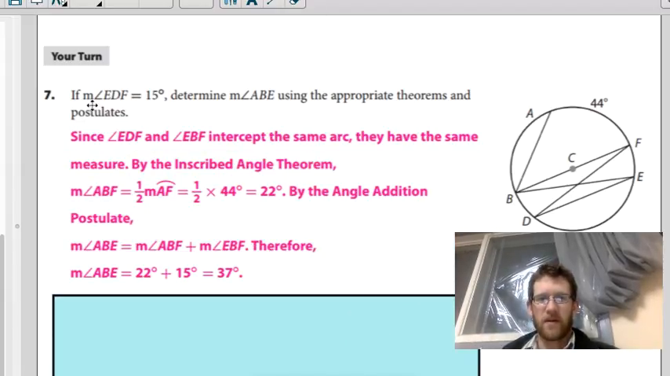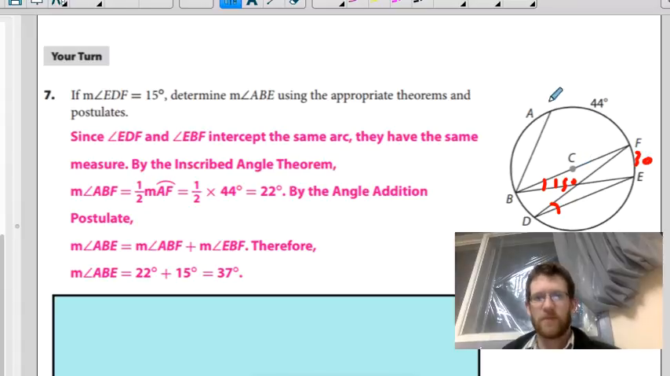But the givens are that angle EDF is 15 degrees. So E to D to F is 15. We can go ahead and label that. Since this angle is 15, I know that EF is going to be 30, right? And that means EBF, right here, this angle is going to be congruent to this angle. They're both 15 degrees, right? Do a little 15 in there. It's not a well drawn one. So I know that this angle is 15 degrees.